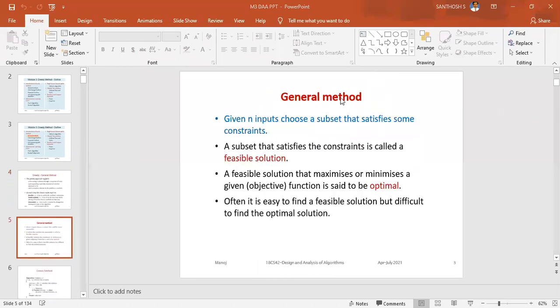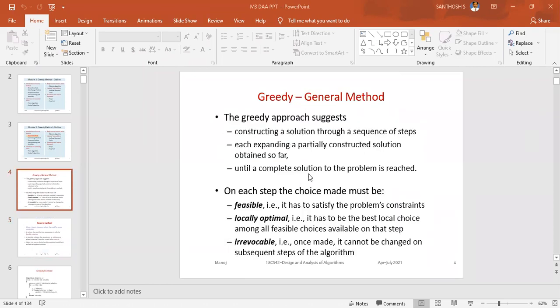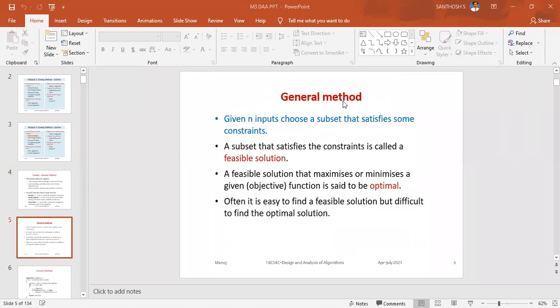Okay, so come to the general method in detail. This is the brief outline I have told you. Coming to the general method, first, given n inputs. So how many inputs are given? N inputs. Choose the subset that satisfies the constraints. So many inputs are given, and you have to choose a subset.